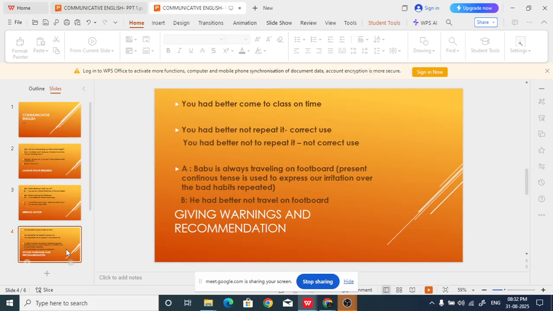You had better come to class on time. You had better not repeat it. Correct use: "You had better not repeat it." Not correct use: "You had better not to repeat it." A: Babu is always traveling on footboard. B: He had better not travel on footboard. Okay, very good.